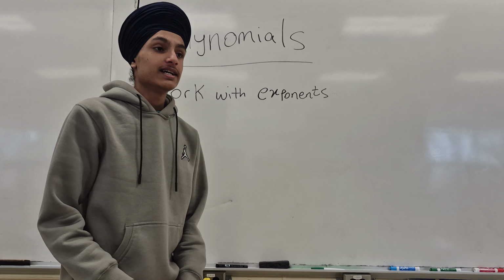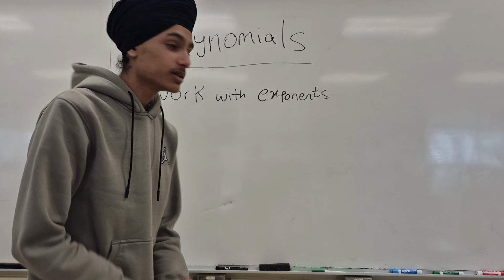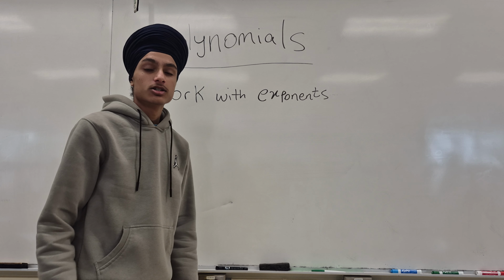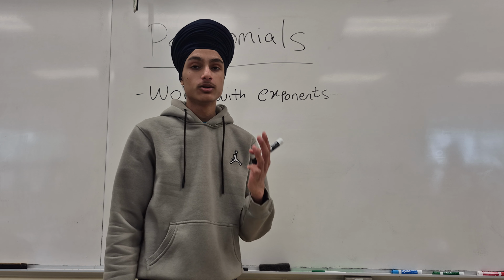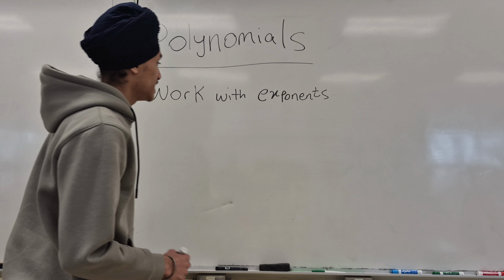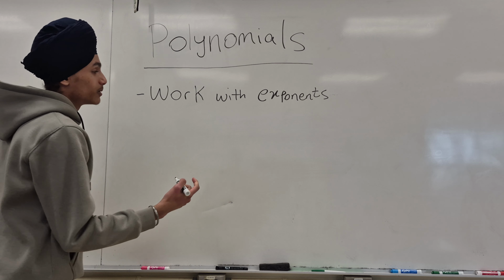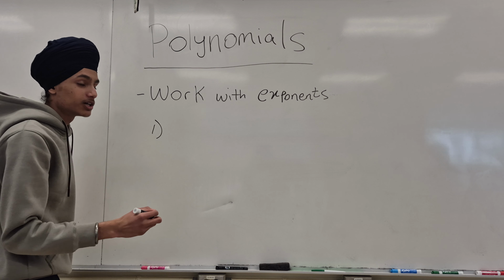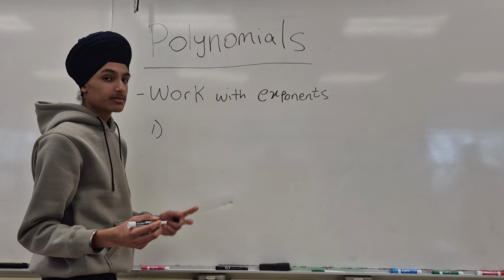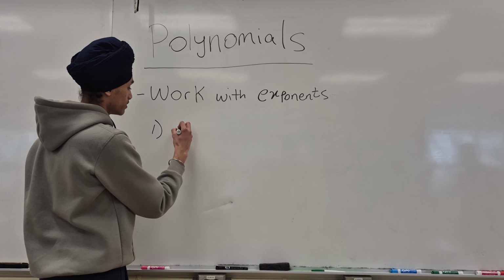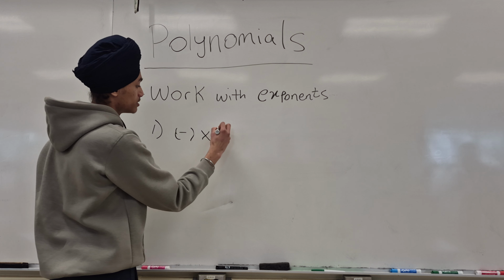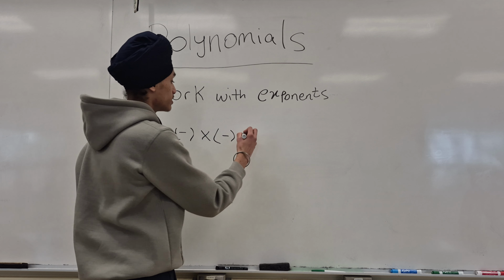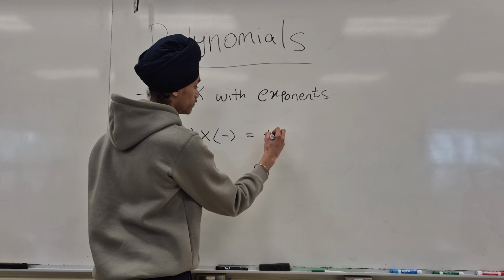Welcome back, guys. In this video we're going to talk about polynomials, and specifically we're going to talk about working with exponents. So right now I'm going to give you 3 rules which you should keep in mind when working with exponents. So first one is when multiplying, when you have 2 numbers, one negative and the other one negative as well, the answer is always positive.